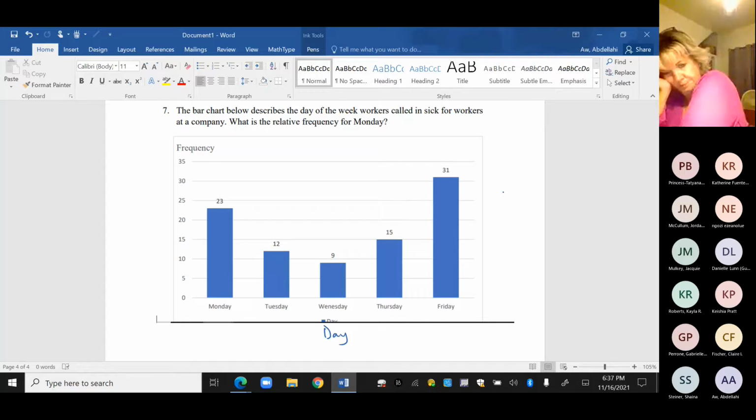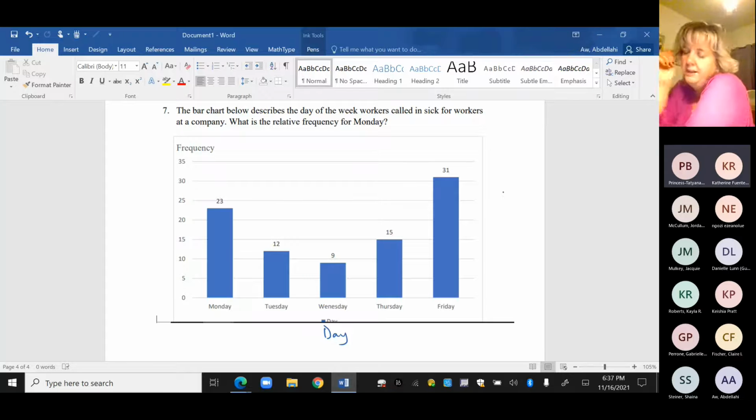Okay, so we know relative frequency, we divide two numbers, right? You want to divide the frequency by what number? I tallied up all the columns and got 90. You got 90, thank you very much. That is the total number of workers.